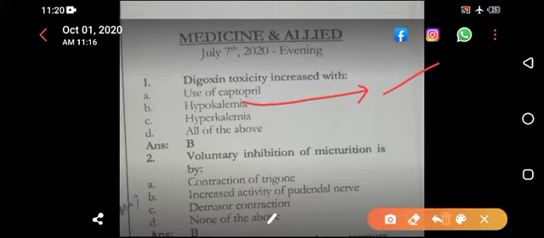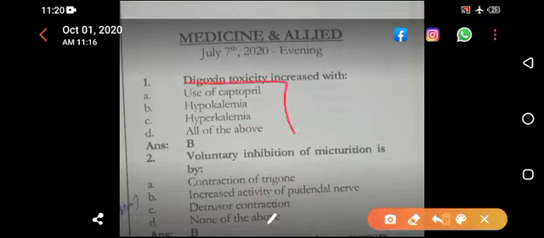Digoxin toxicity causes what? Then the answer is hyperkalemia. Use of captopril: captopril causes hyperkalemia, so that is not the answer. Digoxin toxicity will be increased when more digoxin can bind to the receptor, and more digoxin can bind to the receptor in case of hypokalemia, when you have less potassium.